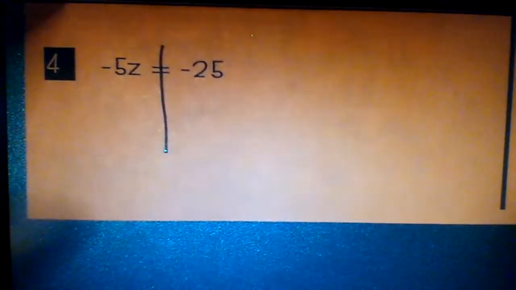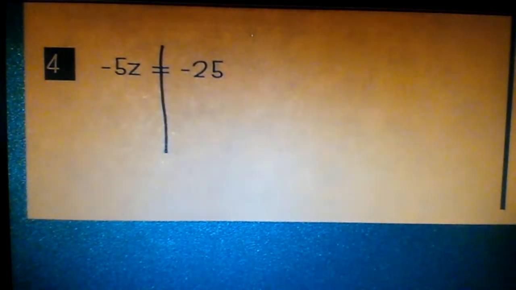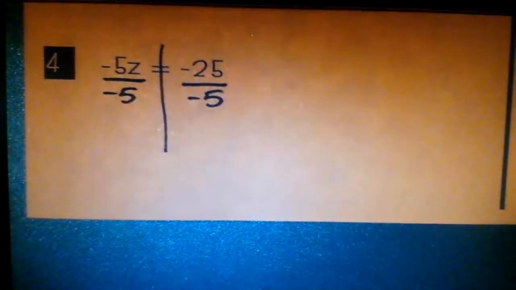Okay, last one on the equal side. What must I do to get Z by itself? It's multiplication. There is nothing in between the number and the X, which means it's multiplication. So we need to divide by negative 5.